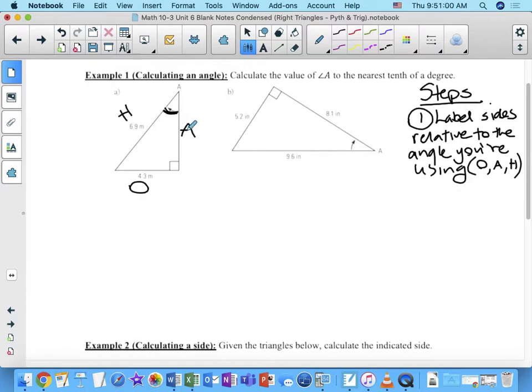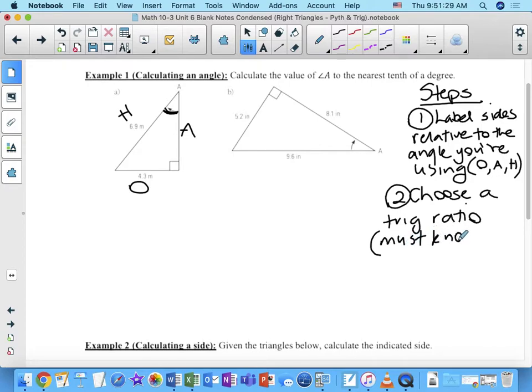Okay? The first step. Step 2, you need to choose a trig ratio. And when you're choosing a trig ratio, you need to think about the fact that you need to know 2 out of 3. Oh, yes, absolutely. Good idea. That's a great idea. Okay? So you need to choose a trig ratio. You must know 2 out of 3 unknowns.